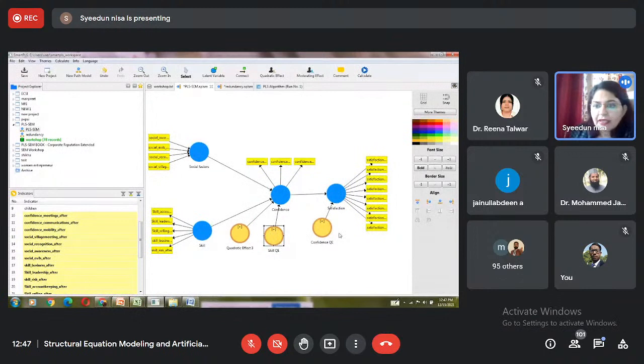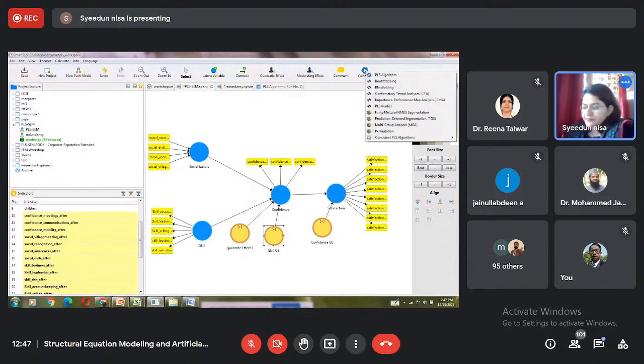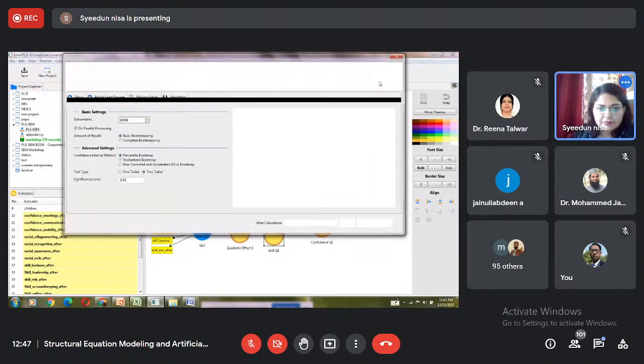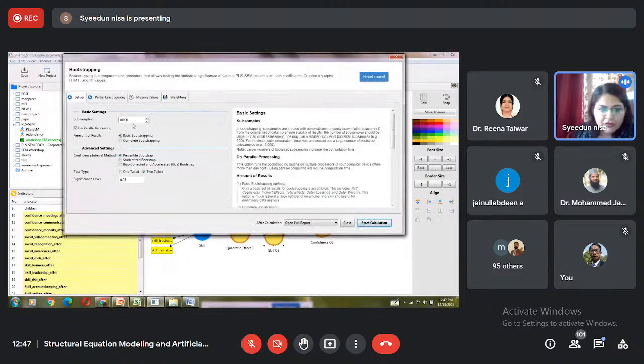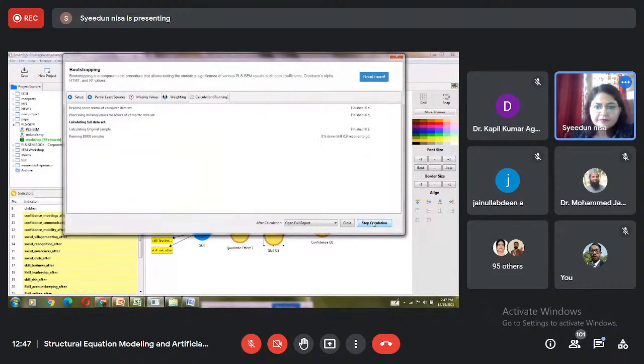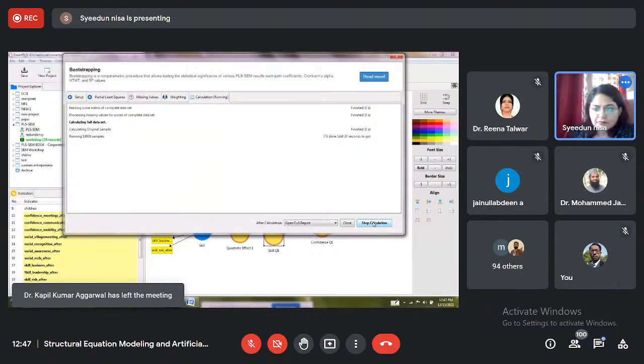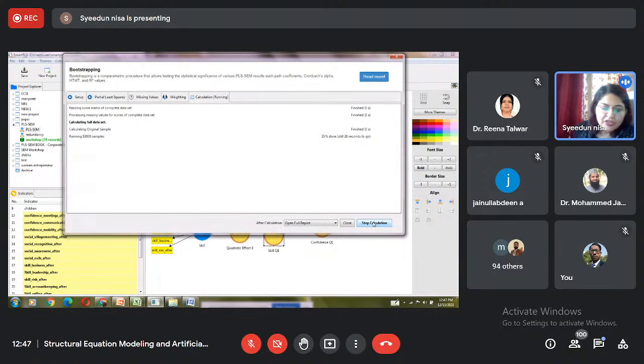So what I will do again is go to calculate, bootstrapping. Here we'll have 10,000. Basic bootstrapping is okay, and then percentile bootstrapping. Okay, and then we'll start the calculation. So this is what it is doing. It is calculating whether there is a non-linear effect or not.